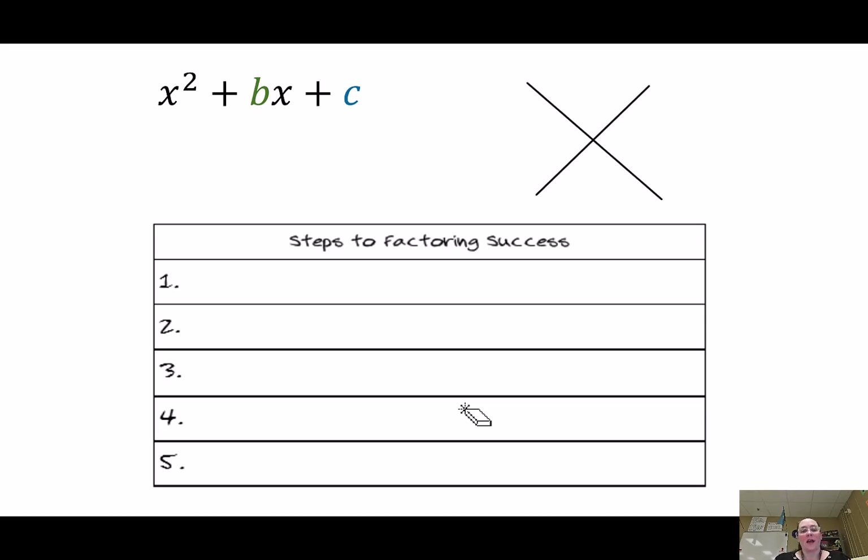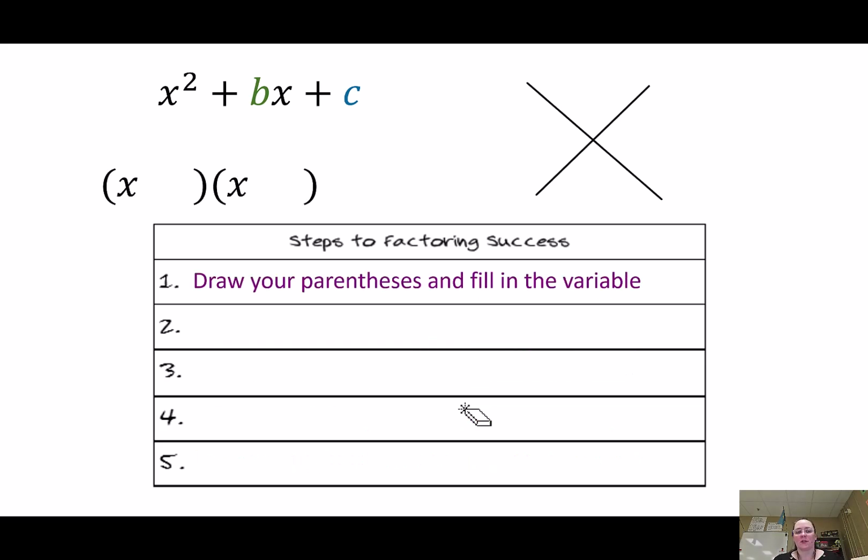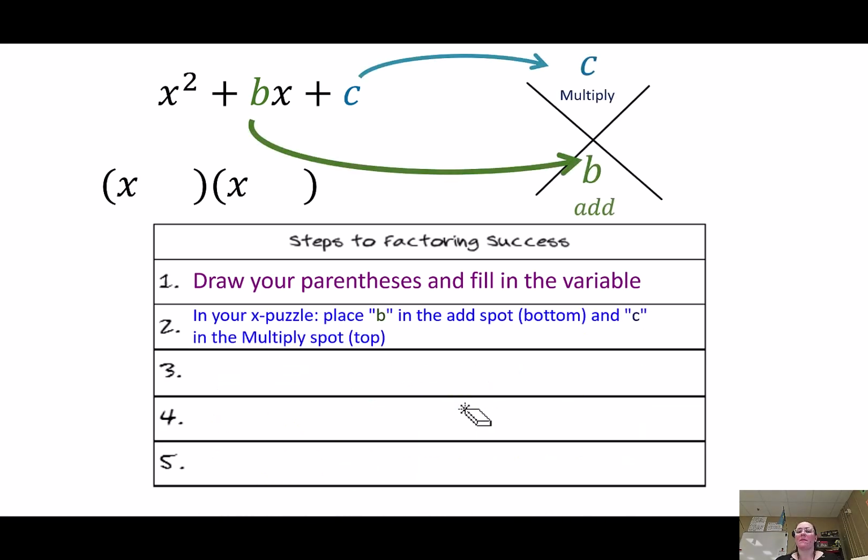So here are our steps to factoring. First thing we're going to do is draw 2 sets of parentheses. When we factor this, we're going to have 2 sets of parentheses, 2 things that are multiplying together. And the first term in each of those parentheses is going to be an x. The next thing I want to do is draw an x puzzle. In the top is going to be my last term, the c, and in the bottom is going to be my b. So we're looking for numbers that will multiply to the top number and add to equal the bottom number.